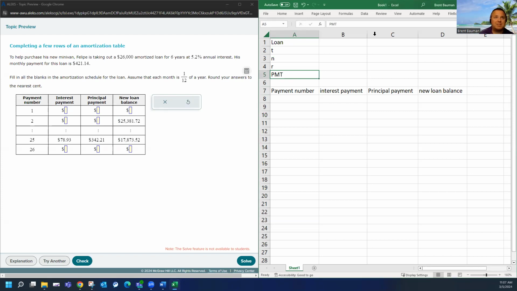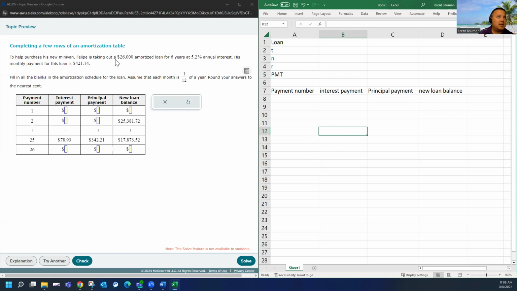And then down here, we have the payment number, the interest payment, principal payment, and new loan balance. So I've just set up the Excel to work with our parts. I would suggest doing that. You can always pause and get your Excel set up so you're ready to follow along as we go through this one.